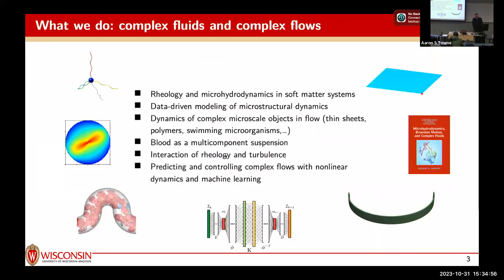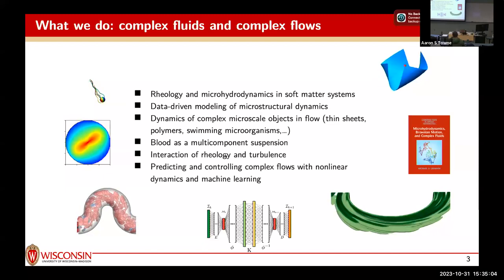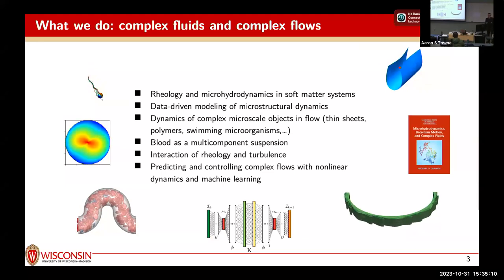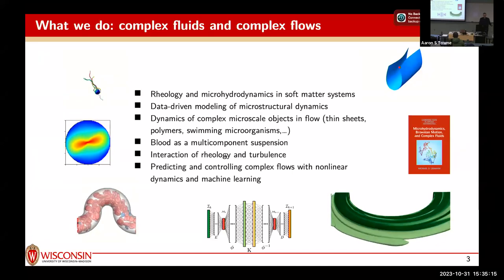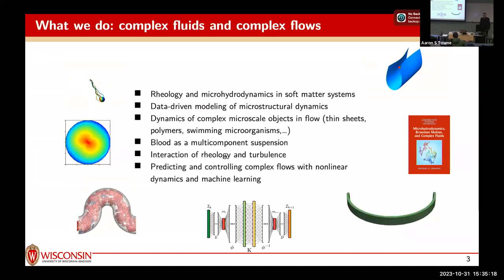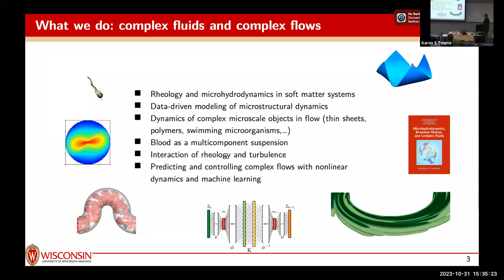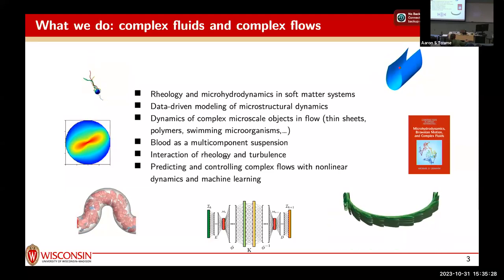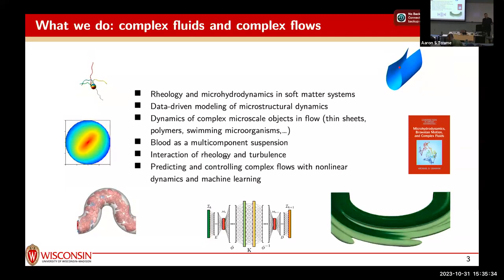Okay. So before diving into the specifics of what I'll talk about today, I just want to give an overview of the kinds of things that my research group is interested in overall. And so we're interested in fluid dynamics, rheology, soft matter systems at a variety of different scales. So some of our work is on rheology and microhydrodynamics. I have a project on blood flow, a project on basically using the same kinds of tools that I'll talk about today, but in the context of learning to represent the microstructure in complex fluids.